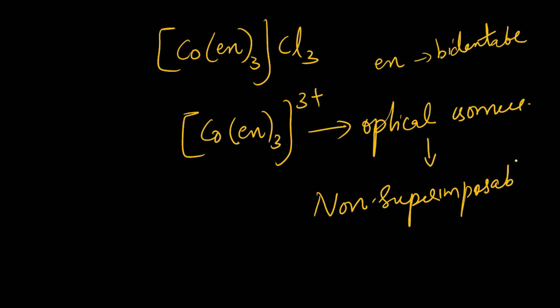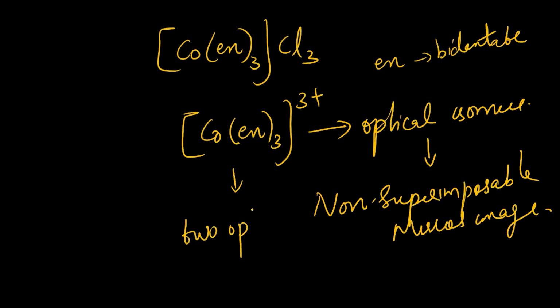Non-superimposable mirror images of each other. So you can get 2 optical isomers for this. When you see [Co(en)3], you must remember about optical isomerism. It can form non-superimposable mirror images.